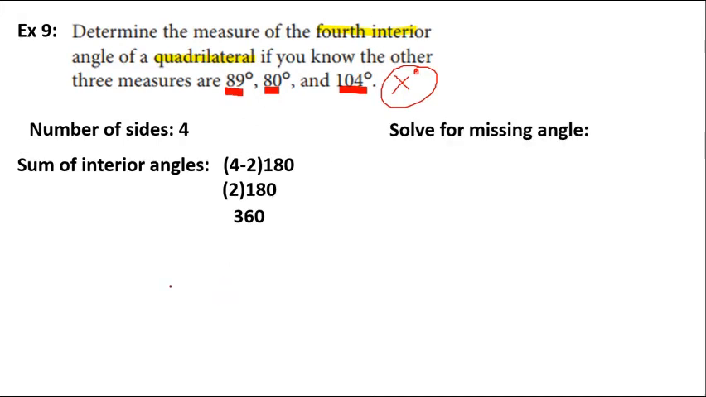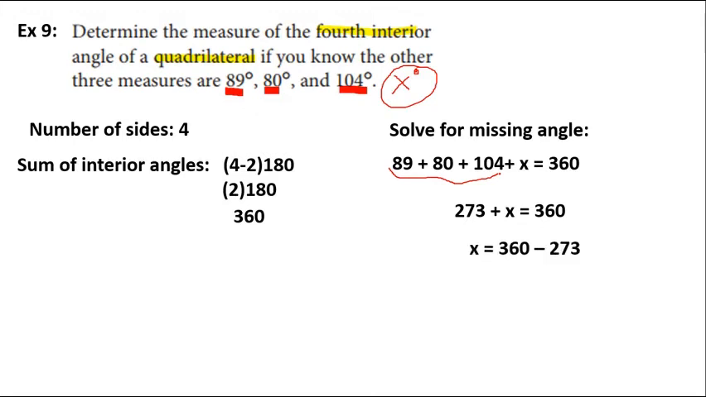So when we solve for the missing angle, I'm going to put 89 plus 80 plus 104 plus x equals 360. So what I do first is I take these three and add them together, 89, 80, and 104. That gives me 273 plus x equals 360. And I'm just going to subtract 273 from both sides to isolate my x. So here I have x equals 360 minus 273, which gives me an answer of 87 degrees.